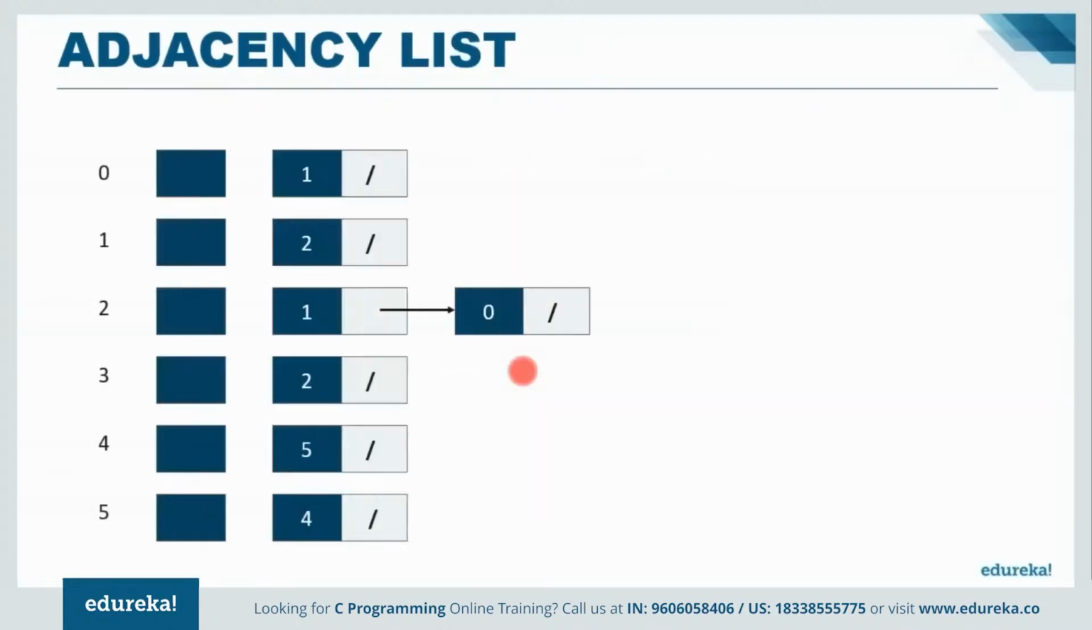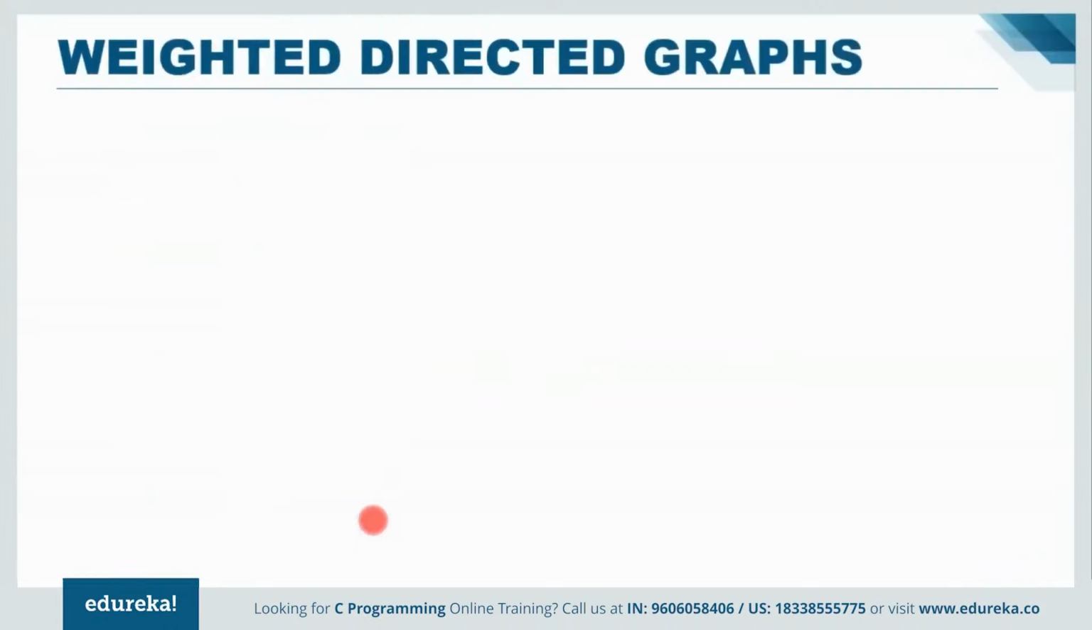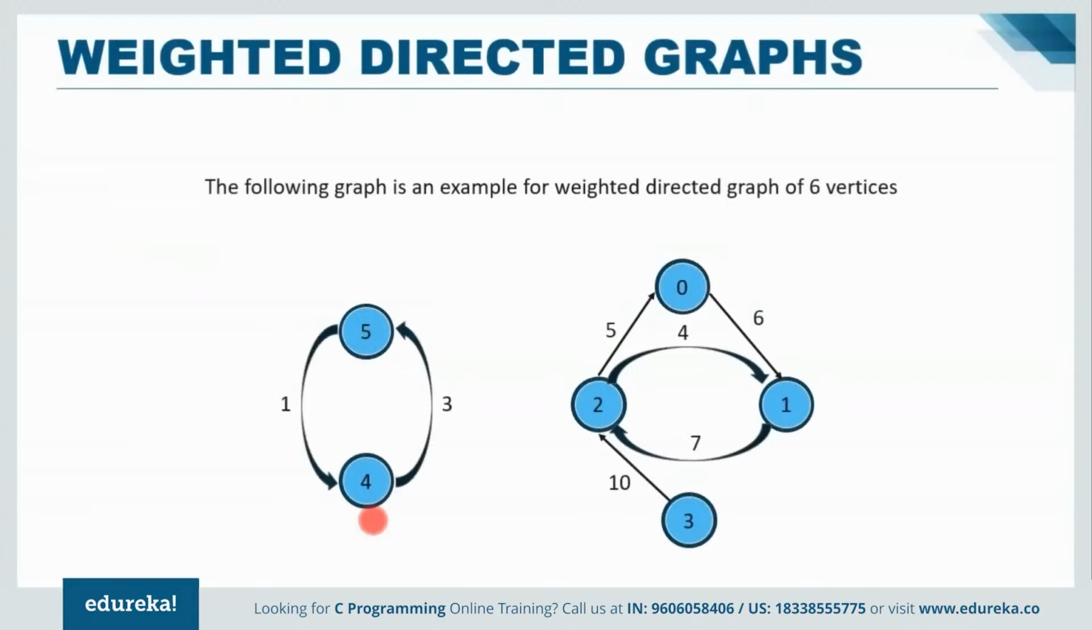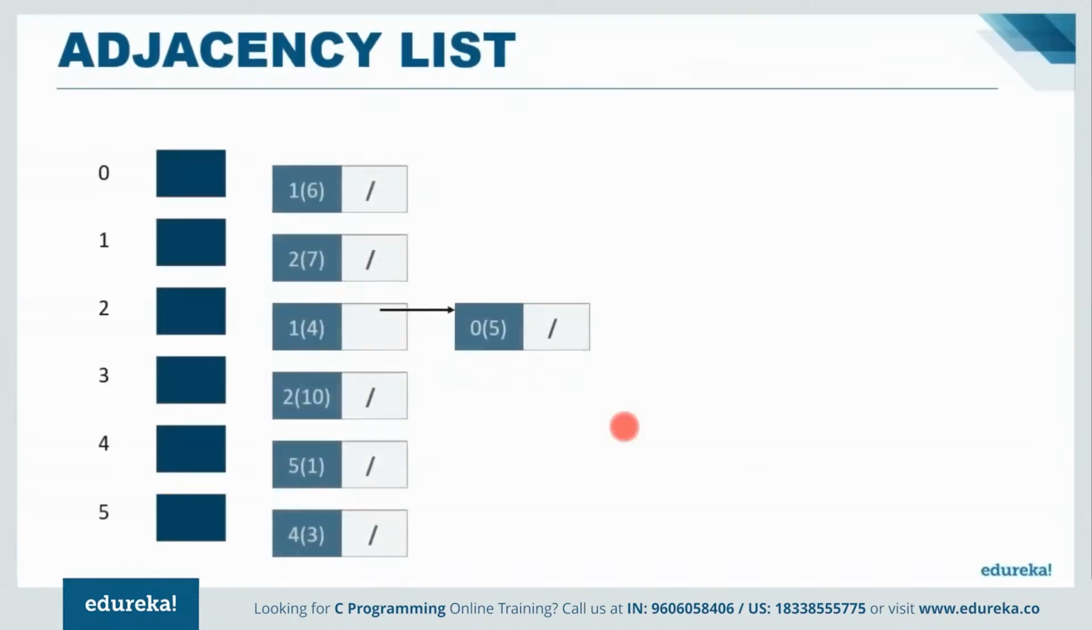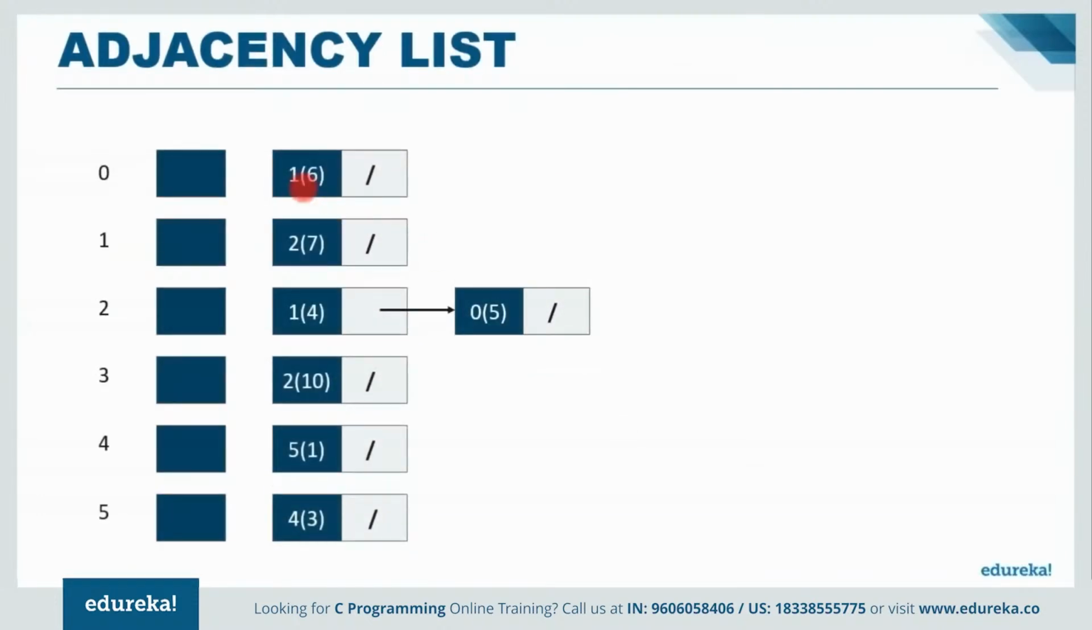Similarly, we have the adjacency list. Here 0 is connected to 1, 1 is connected to 2, and 2 is connected to 1 and 0, and 3 is connected to 2, 4 to 5 and 5 to 4. Now let us understand weighted directed graphs. Weighted directed graphs are completely similar to directed graphs. The only difference is that we have certain weights or costs for the traversal of the nodes from one to another on their edges. According to the adjacency matrix there is no change, but according to the adjacency list we have a little change, which includes the cost or the weight of the traversal of nodes from one to another.